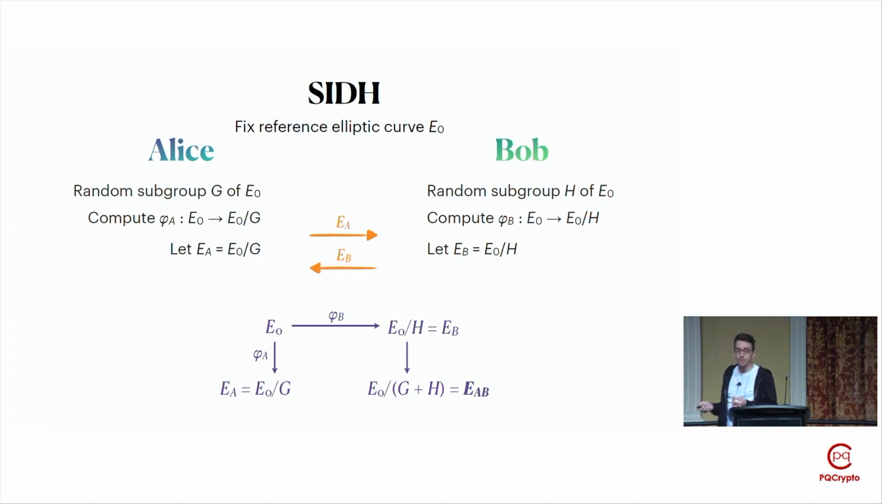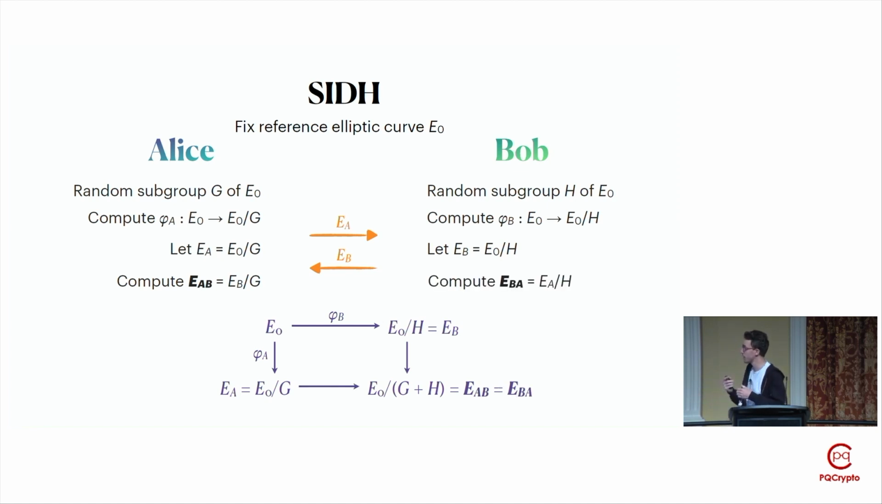Now Bob can do the same thing using the curve Alice sent him. Alice sent E0 quotiented by G. Pointing like this doesn't serve any purpose because I don't see what I'm pointing at, but I'm doing it anyway. And Bob is using the quotient that Alice sent him and quotienting further by H, and he gets to the same curve because quotienting first by H then by G is the same as quotienting first by G then by H. Okay, and this is SIDH, at least in spirit.